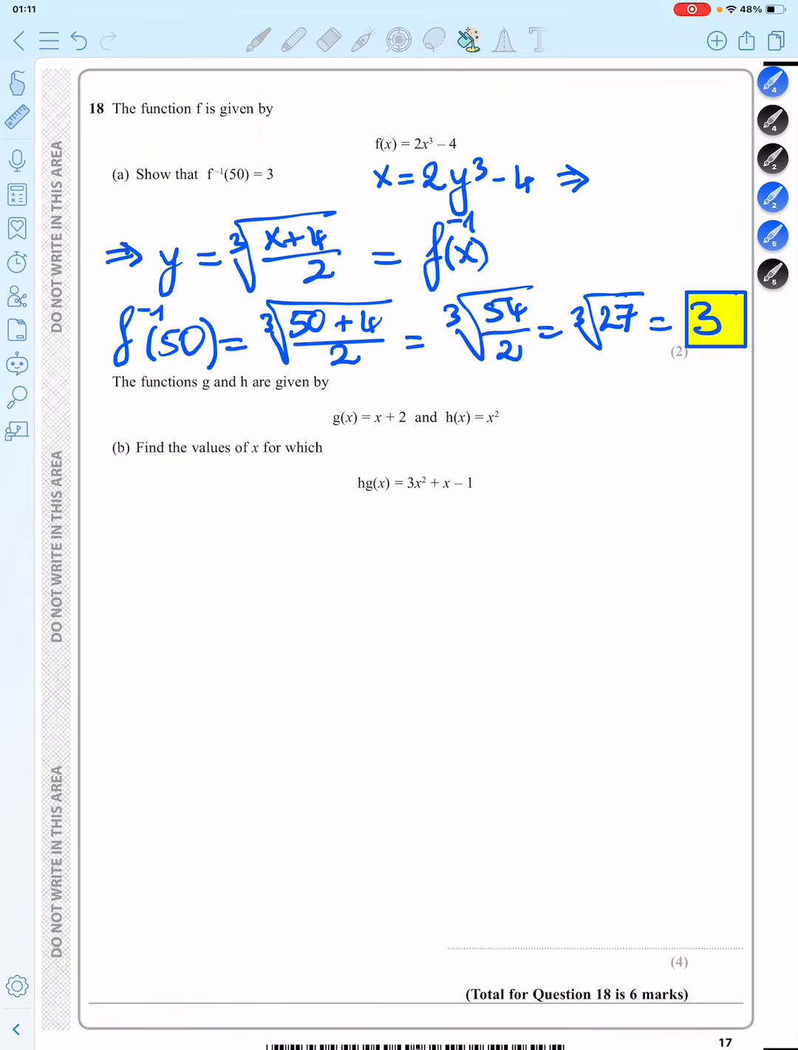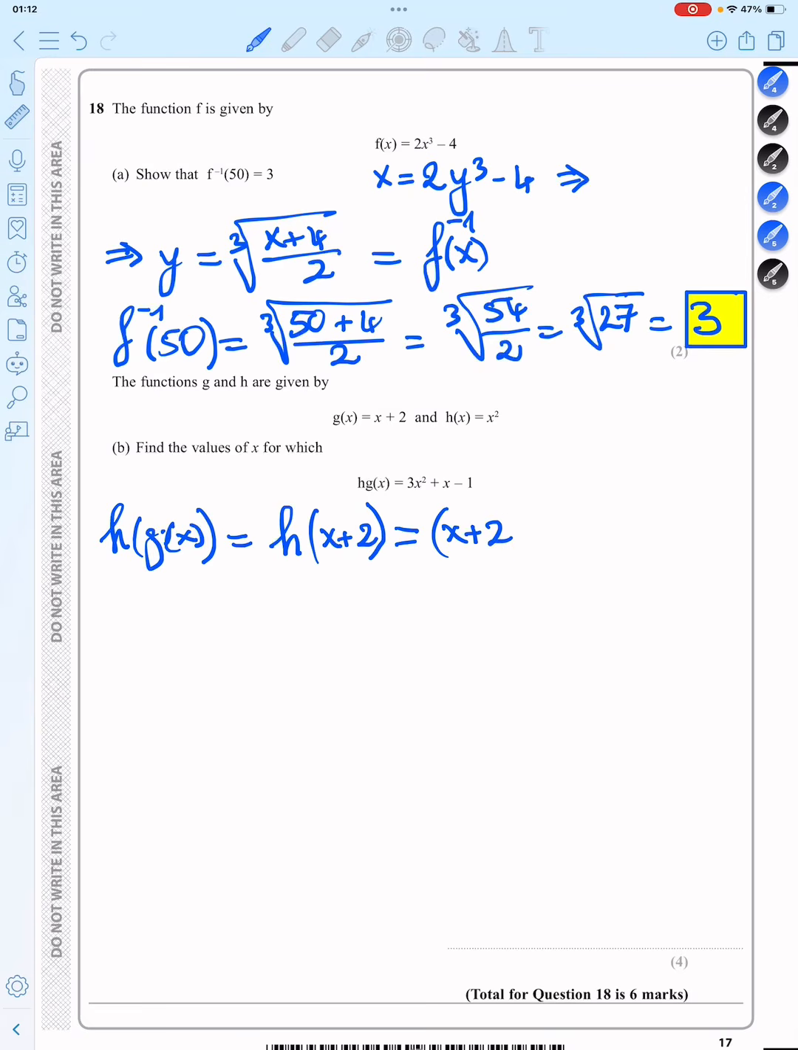Now let's move on to the second part. So we have the composite function, we have g of x, we have h of x. We need to find the values of x for which h of g of x is equal to 3x squared plus x minus 1. So h of g of x is basically equal to h, and then I'm going to substitute g of x, so h of x plus 2. So g of x is x plus 2. So h of x plus 2, which is equal to, basically, I need to substitute x plus 2 here.